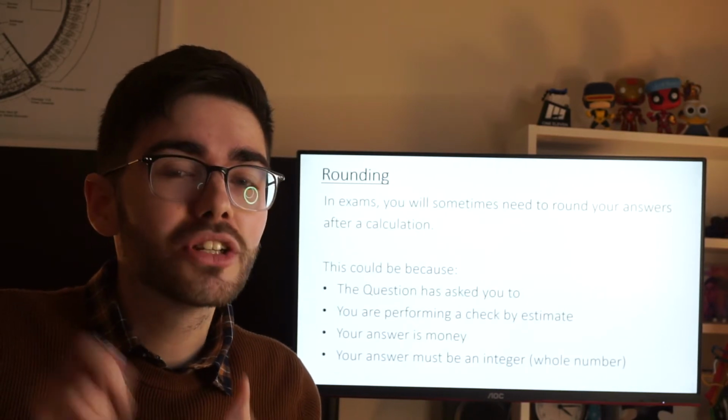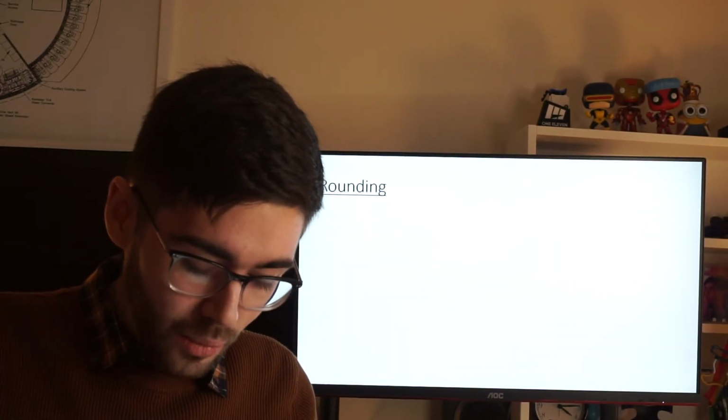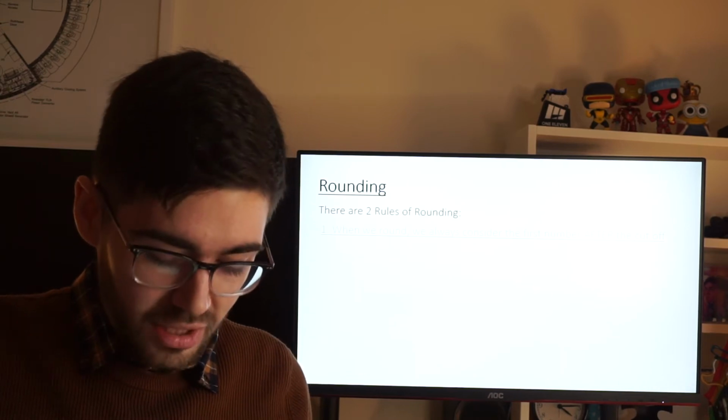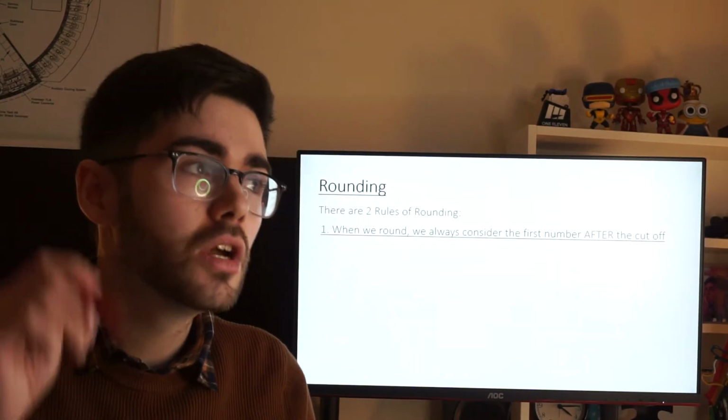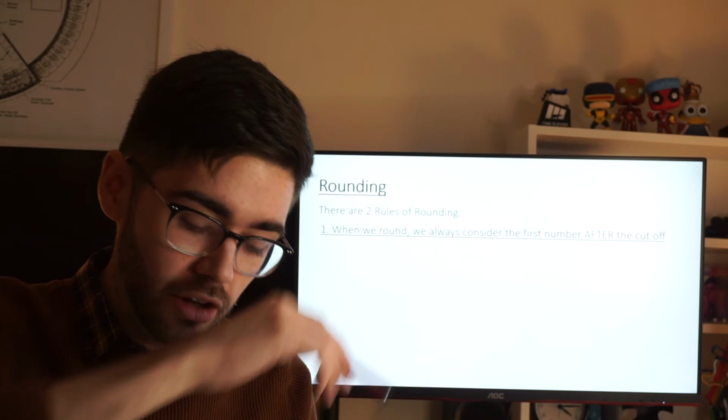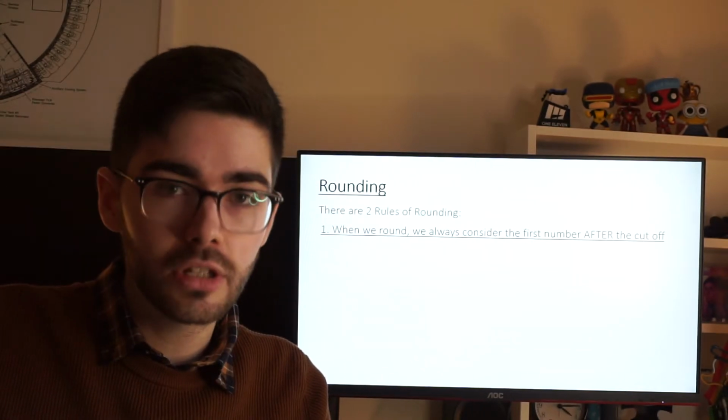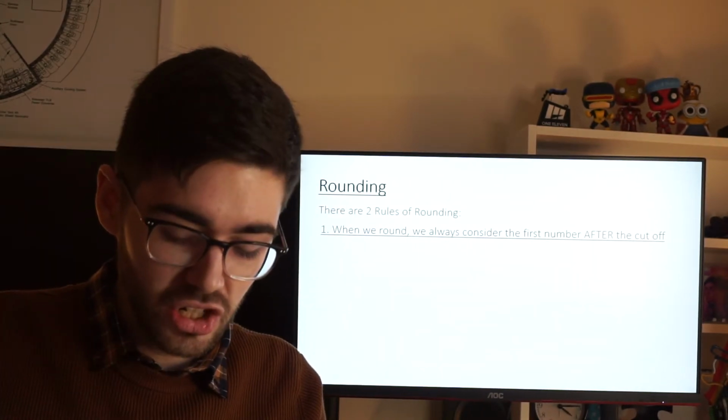Moving on, there are 2 rules that we need to think about when we are rounding. 2 rules of rounding. The first one is this. When we round, we always look at the next number after the cutoff. I'll explain what that means in just a second.